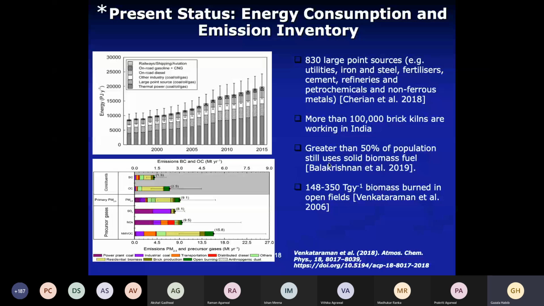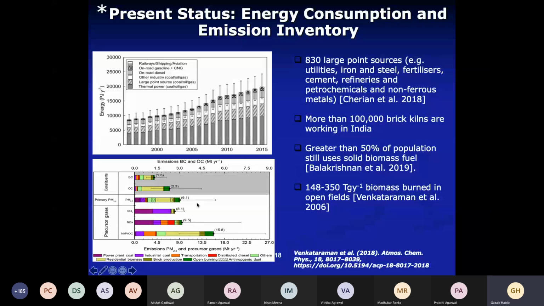Greater than 50% of the population still uses solid biomass fuel. 142 solid biomass fuel means wood, dung cake, crop waste, etc. 148 to 350 teragram biomass is burned in open fields. So these are the major sources in India responsible for emission of not only the primary pollutants but also the precursors of secondary pollutants.